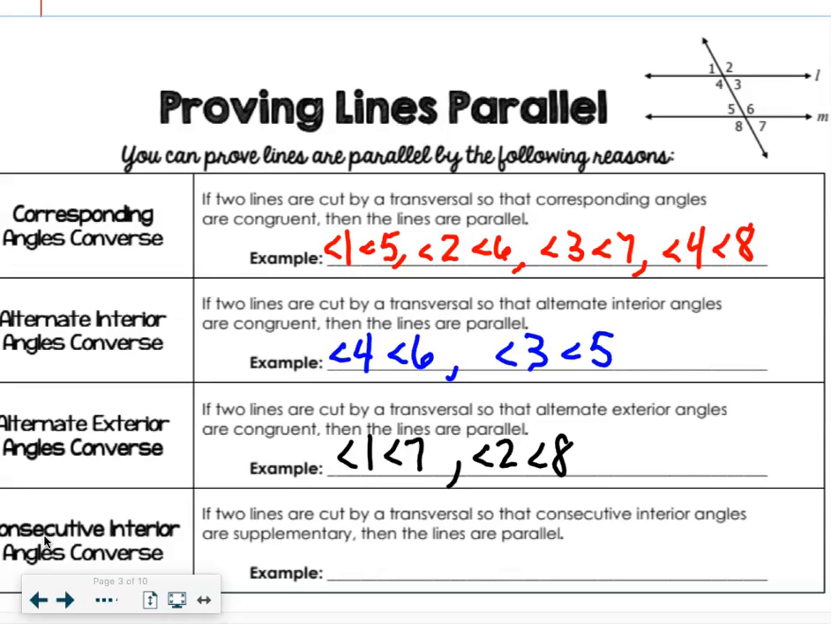And then our weird one, the consecutive interior, they're not congruent, but they are supplementary. And those would be which ones? Angle 4 and 5. Dylan, you were rocking this. 3 and 6. Nailed it.